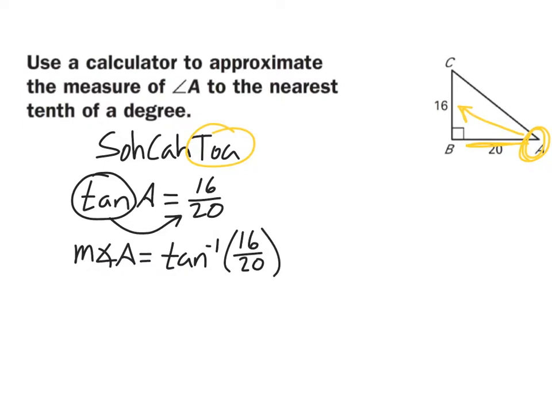And remember, what we're asking ourselves is, at what angle is the tangent 16/20? So the inverse tangent of 16 divided by 20 gives us the measure of angle A to be approximately 38.7 degrees.